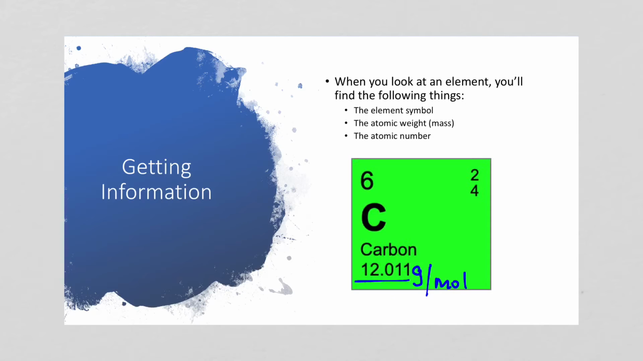Do not take what I say to be an end-all be-all. Please make sure you consult with your instructor as well. And you'll also get the atomic number, 6. And the atomic number is the number of protons in the nucleus. So we know that carbon has 6 protons in its nucleus.